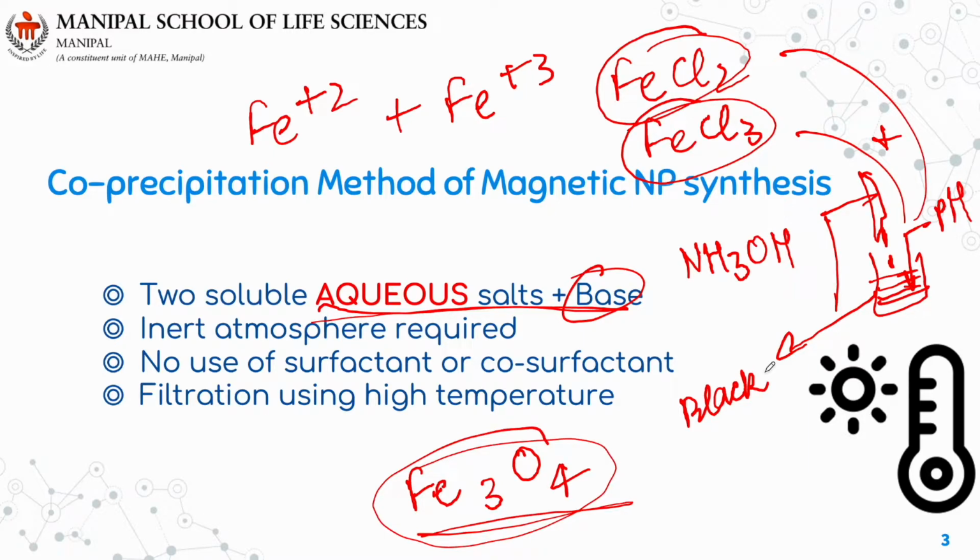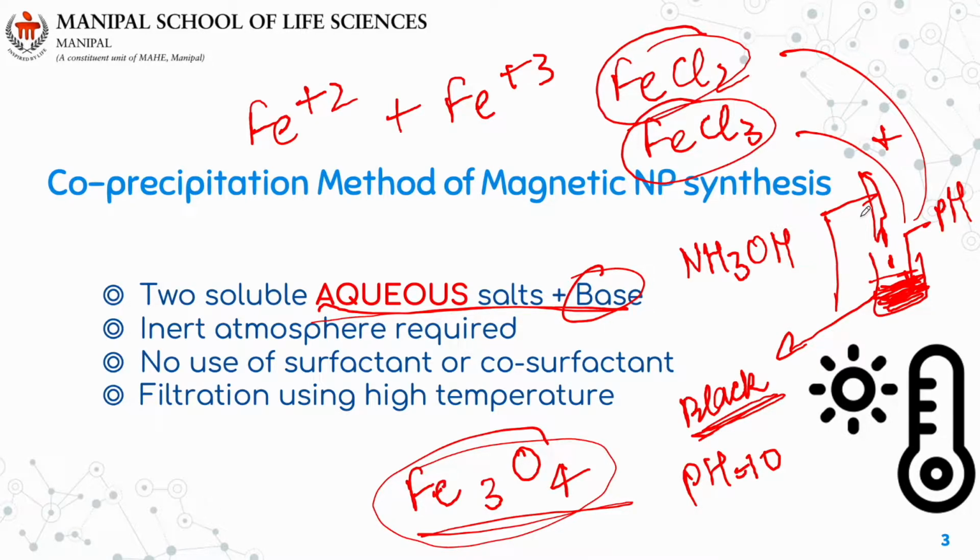The pH can be varied depending on the type and morphology of nanoparticle that we want. It can be varied from 8 to 14. In this example, let's take the pH to be 10. When the pH goes above 8, you'll see that the color is starting to change to black. And when it comes to pH 10, we'll stop adding the NH4OH.